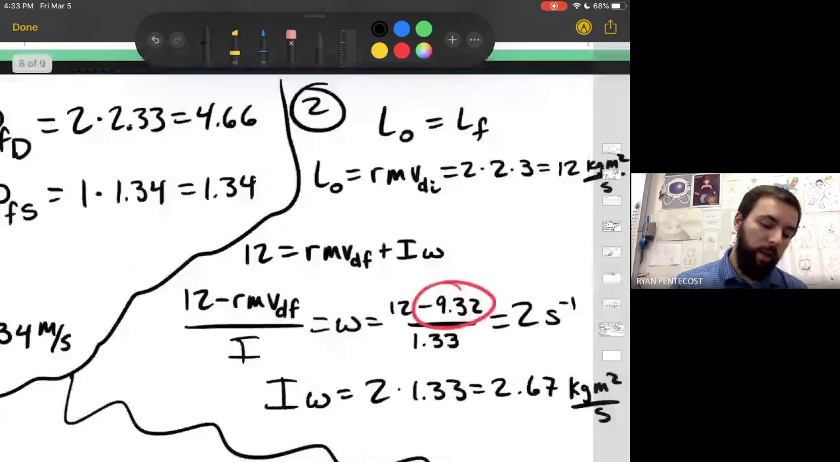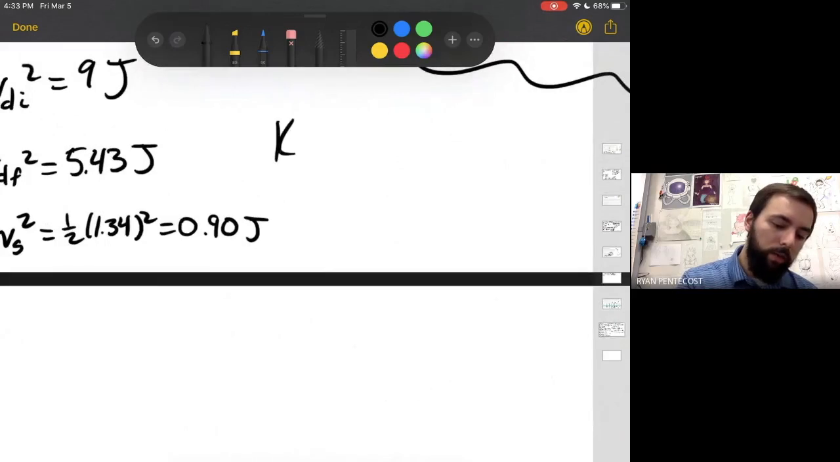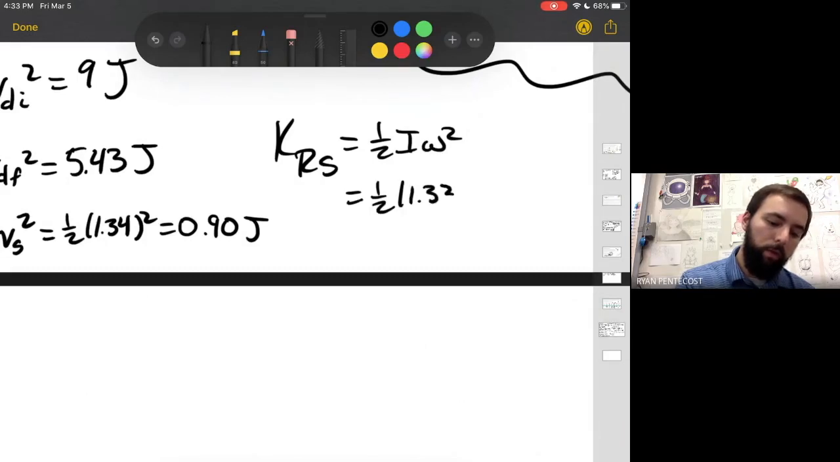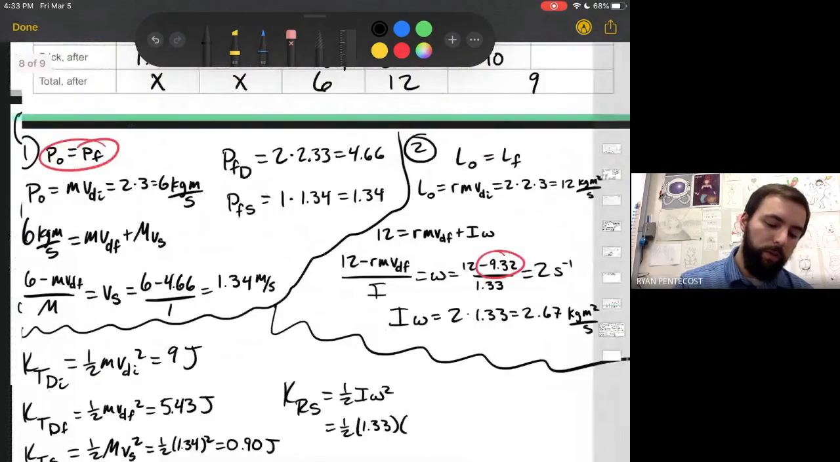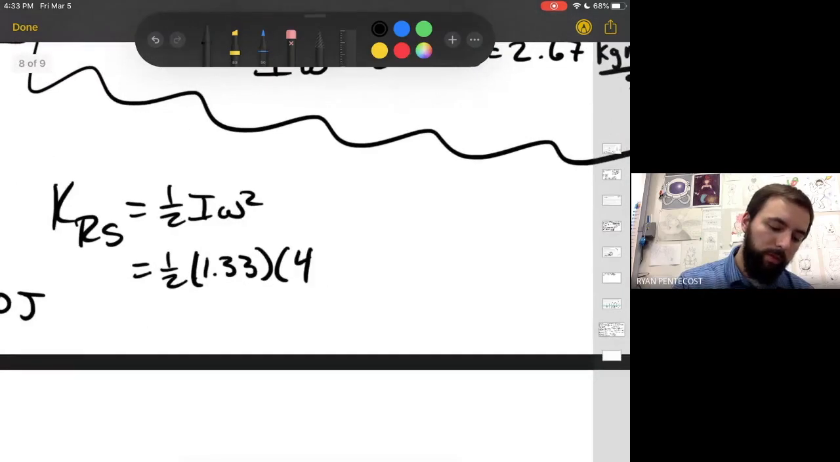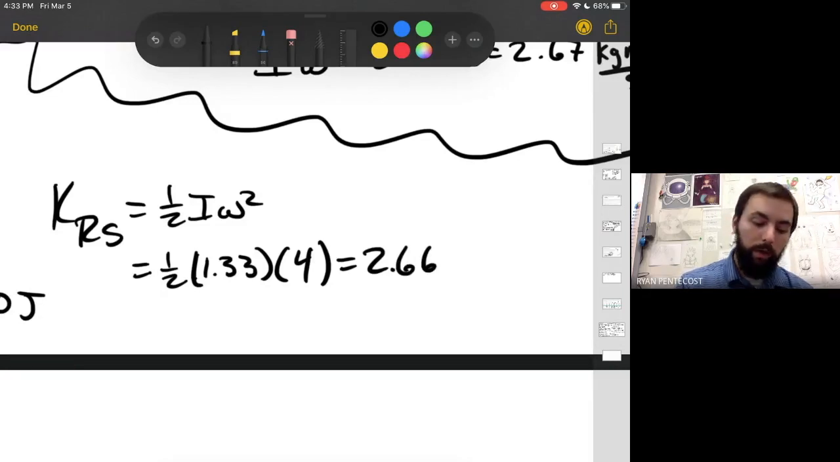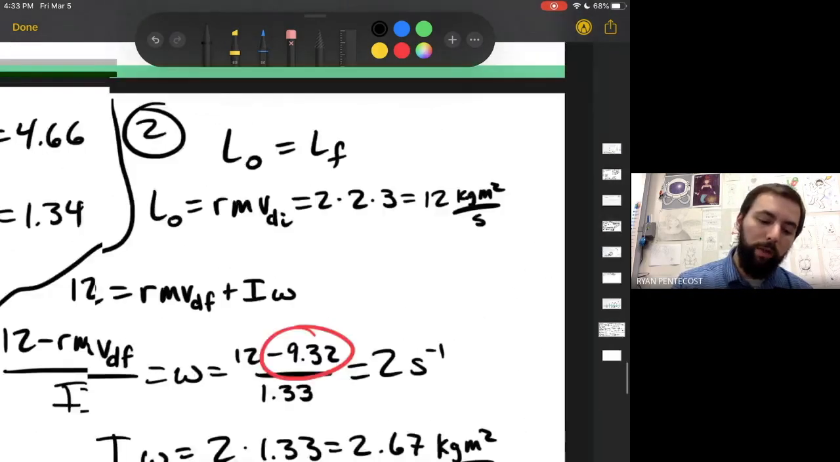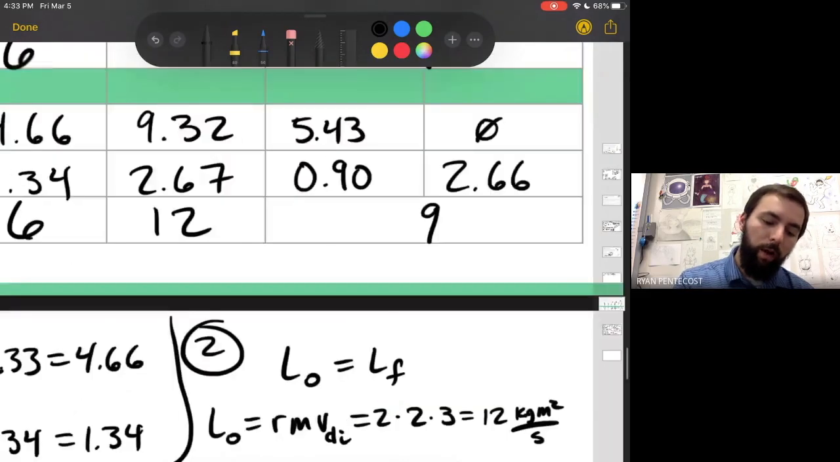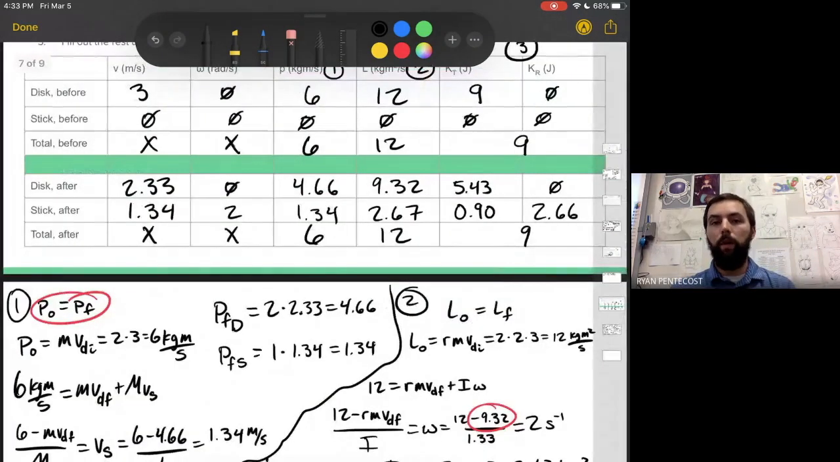So let's see if we're right. The rotational kinetic energy for the stick is 1/2 I omega squared. So that'd be 1/2 times 1.33, and omega, the angular velocity, was 2, so that would be times 4. That would be 2.66, right? 4 divided by 2 is 2, times 1.33 would be 2.66. And we just predicted that it would be about 2.67. So again, we are only off by a factor of 100.